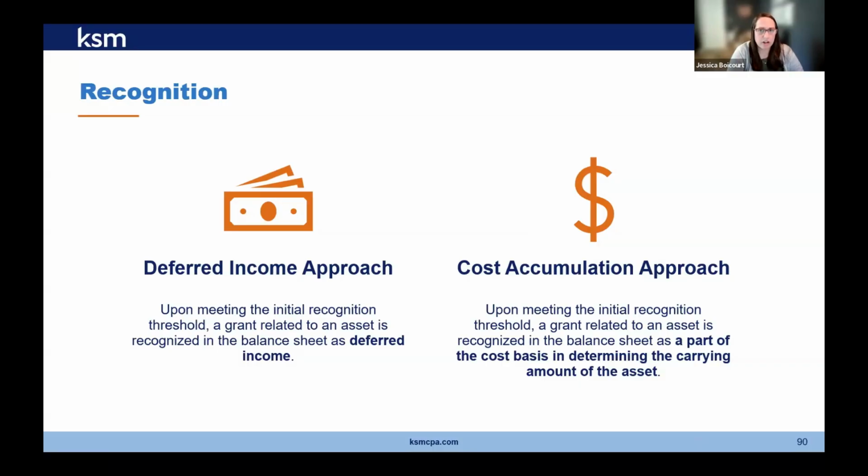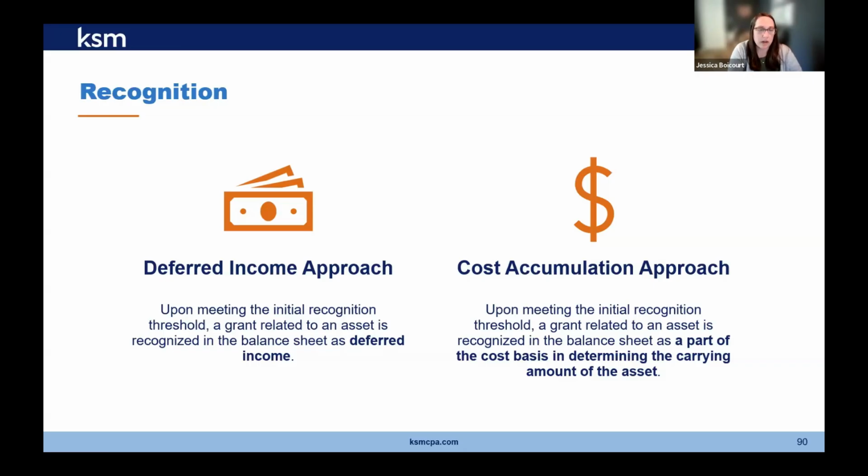Under the cost accumulation approach, you would recognize that asset in the balance sheet as part of the cost basis in determining the carrying amount of the asset. So for example, on that one, it's related to an asset, if they donated a building, or a grant related to purchasing that building, that'll be determined part of the building, the carrying amount of that asset versus a separate asset.